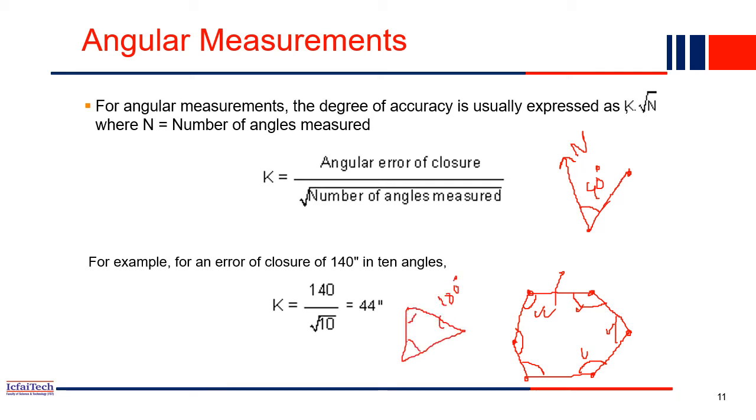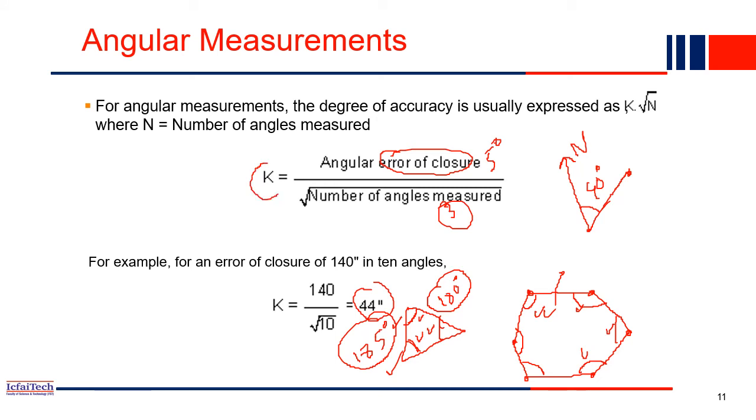So if you take these measurements on a field, and if you add all these three real measurements, it maybe comes out to be 185 degree. So 5 degree more you got. That is the error. Originally it should be 180 degree, but you got 185 degree, a 5 degree error. So the angular error of closure will be in that case 5 degree divided by the number of angles you have measured. Three angles you have measured. So 5 degree divided by root over 3. Whatever value you get, that is the k value. K is nothing but the accuracy in an angular measurement.